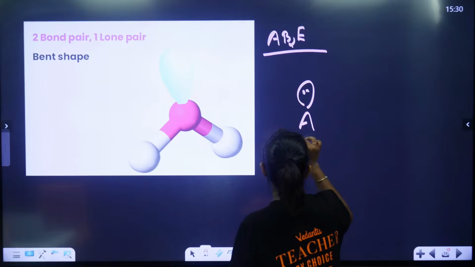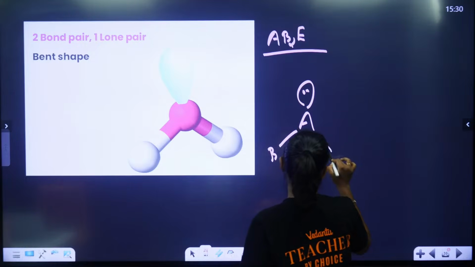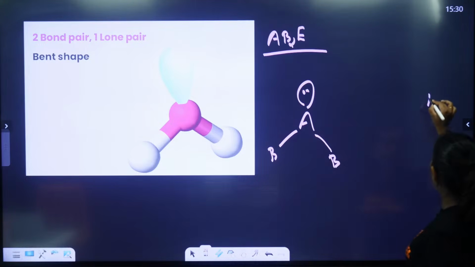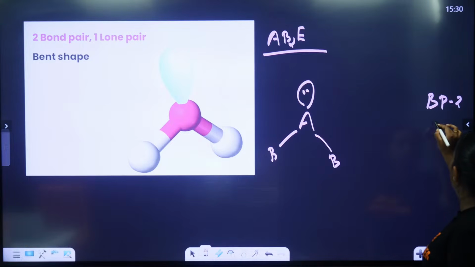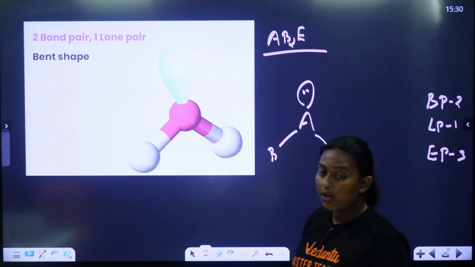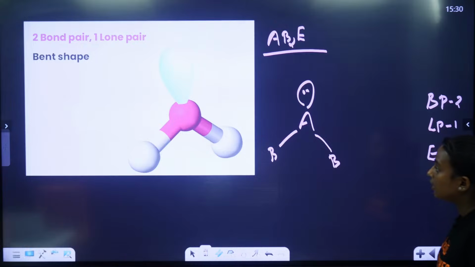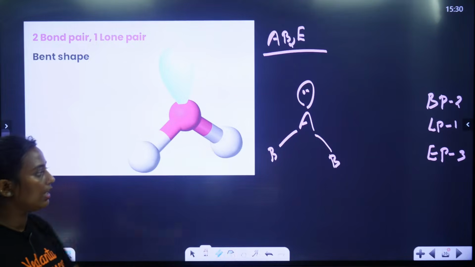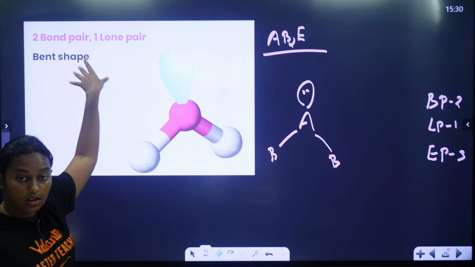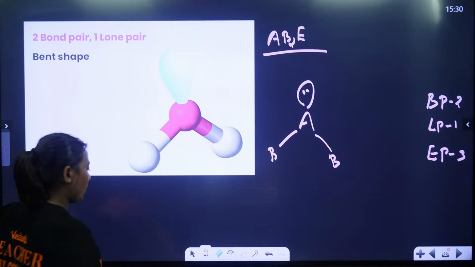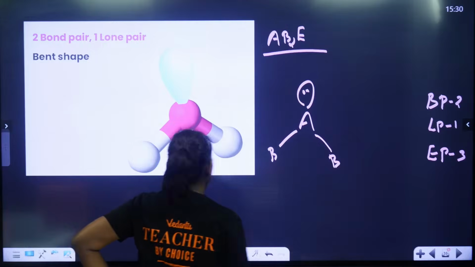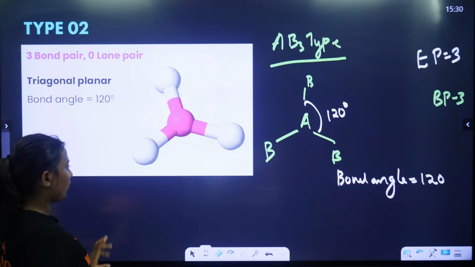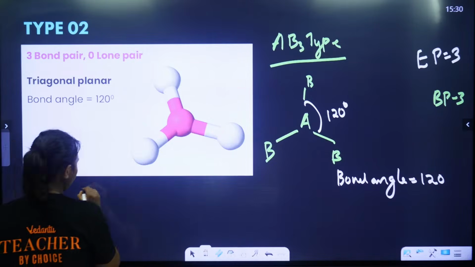This is A and this is lone pair. This is bond pair. So bond pair is 2, lone pair is 1 and EP is 3. I hope it's clear. So here BP 2, LP 1 and EP 3. And what is the geometry and shape? Here I forgot to write the geometry and shape. So tell me, what is the geometry and shape?